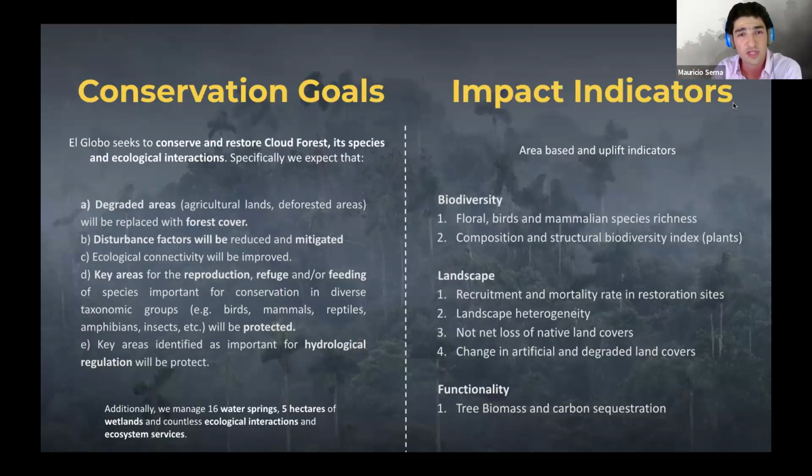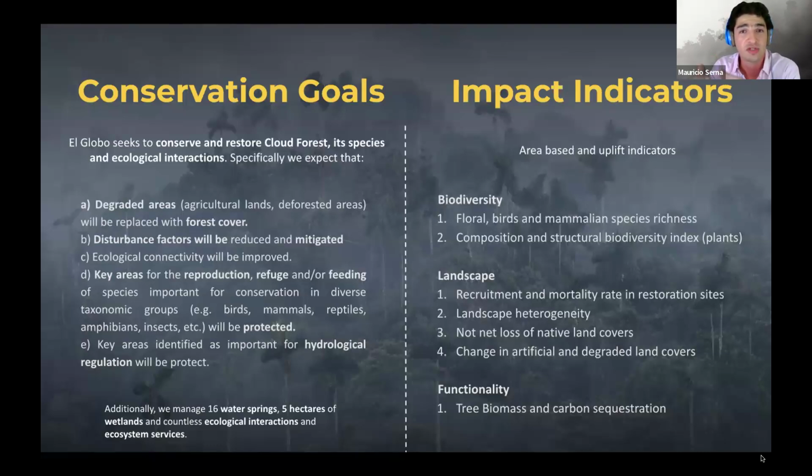So this is very important, as Mariana was saying, because this can improve biodiversity. The fourth one is that the key areas for the reproduction, refuge, and feeding of species will be protected. And the last one is that the key areas identified as important for hydrological regulation will be protected. There's a big wetland in El Globo, and there are 16 water springs in El Globo that give countless ecological interactions and ecosystem services, and that's what we want to protect in El Globo.